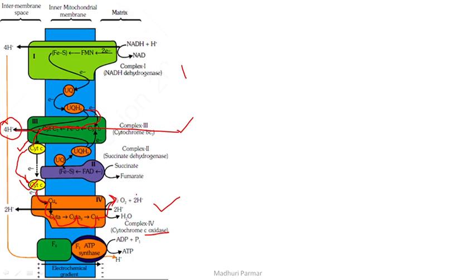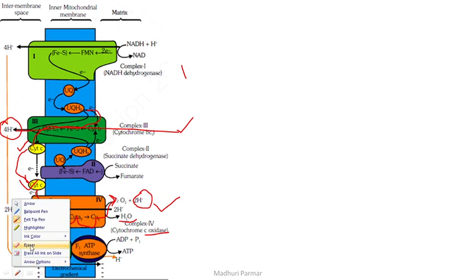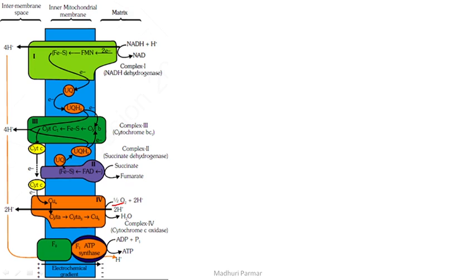Oxygen with the electron and proton will now form H2O. So if somebody asks you, who is the terminal electron acceptor? It is oxygen. Where is this happening? It is happening at complex number 4, the cytochrome c oxidase complex.